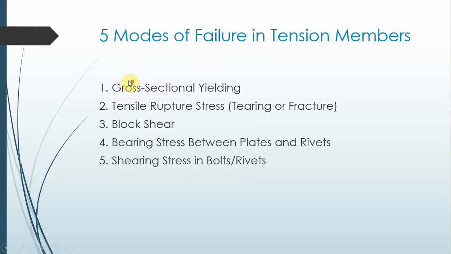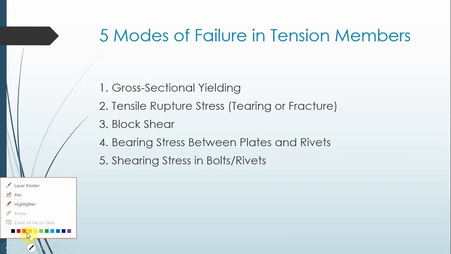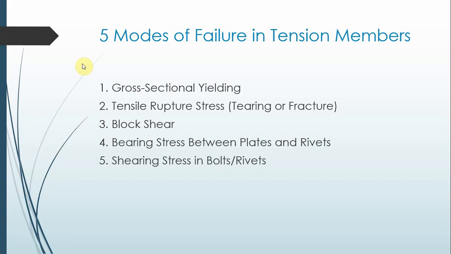So let's get started. First, we need to understand the different modes of failure in tension members. For me, there are 5 modes of failure. The first is cross-sectional yielding; then the tensile rupture stress, or commonly known as the fracture or the tearing of our bolt and the plate. We also have block shear, the bearing stress within plates and rivets, and the shearing stress, which only happens in our bolts or rivets.